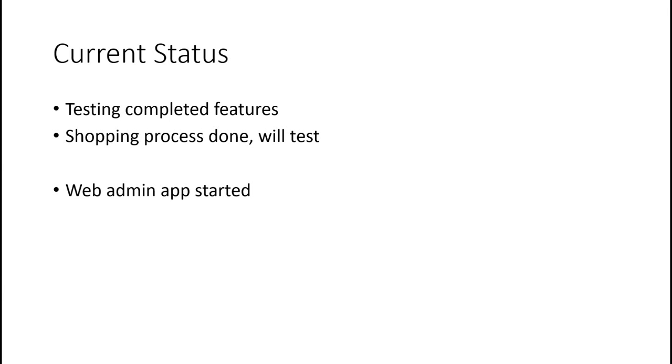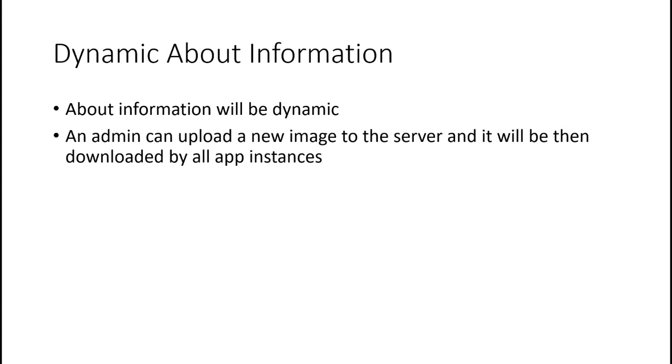And as I showed you before, I've already started the web admin app, and that's not a difficult thing. It just takes time, and I think that should be done in about another 10 days. This dynamic about information sounds pretty unimportant, but if we put it off until the end, it won't get done. So I want to get that done this weekend, so that anytime we make a change in the about information, we don't have to completely upload a new app. We can just upload a new image to the server, and it's dynamically downloaded.